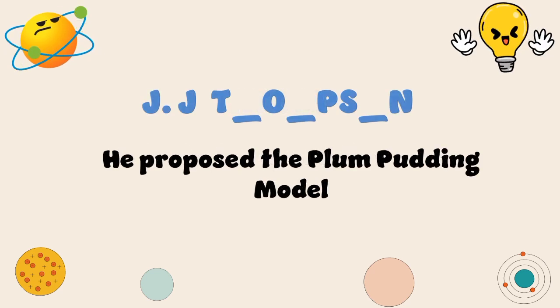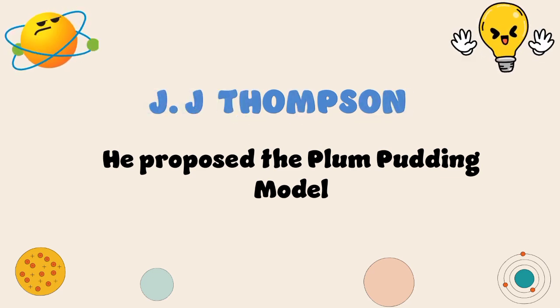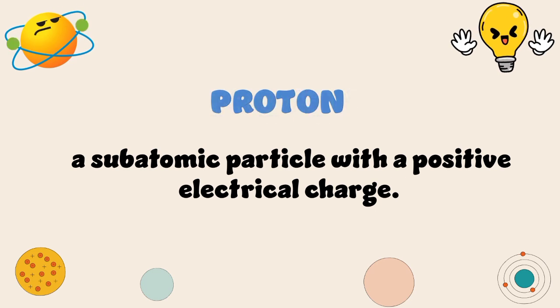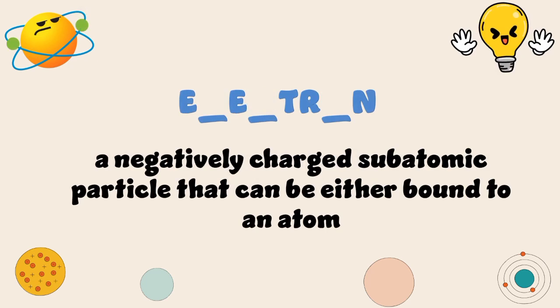It is a subatomic particle with a positive electrical charge. Anyone? Okay, so we have proton. A negatively charged subatomic particle that can be either bound to an atom. What is that? Very good. It's an electron. Good job, everyone!